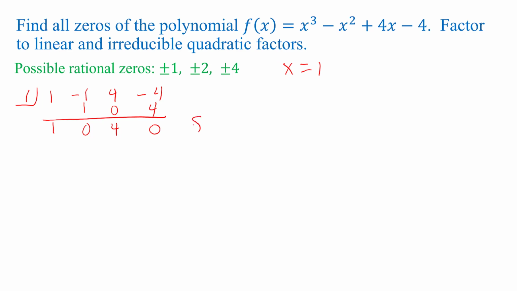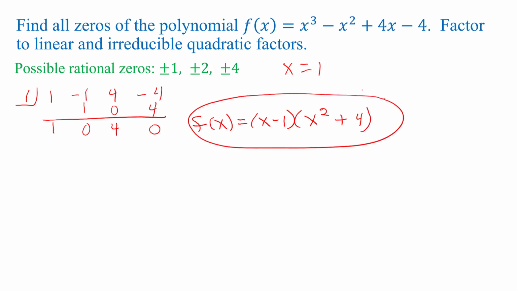Additionally, it allows us to factor f of x into x minus 1 times 1 times x squared plus 0 times x plus 4. At this point, we have factored this polynomial down to linear and irreducible quadratic factors. X minus 1 is a linear factor. X squared plus 4 is an irreducible quadratic factor since we cannot further factor it over the real numbers.